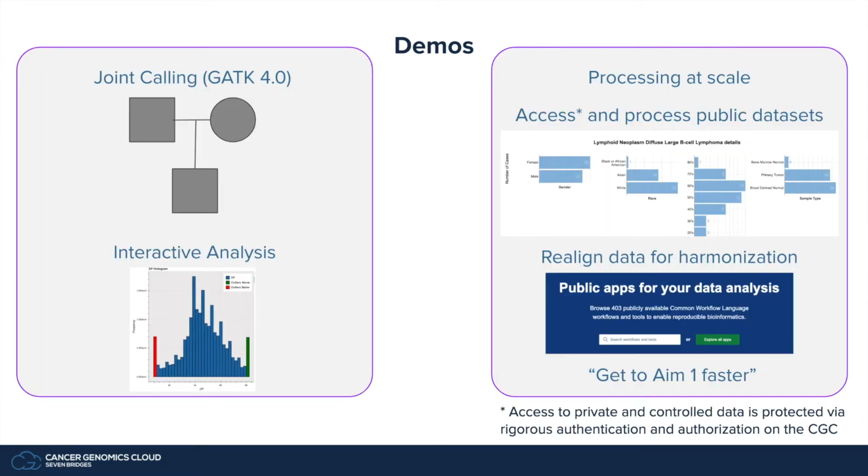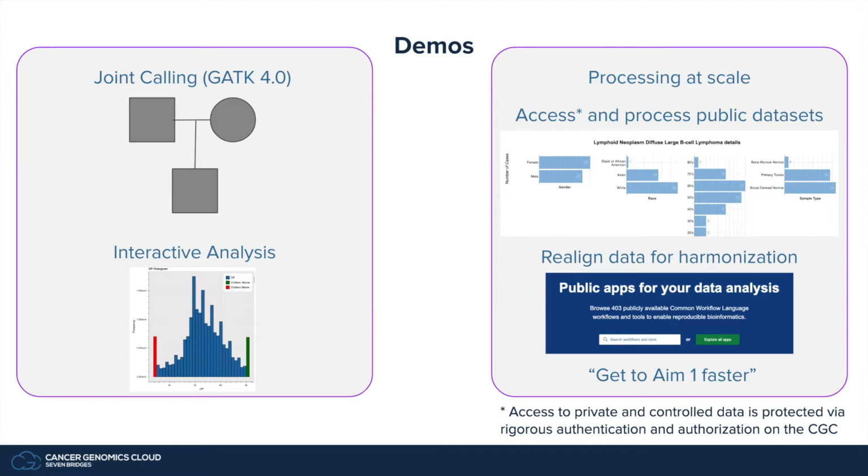The two demos I'm going to show are joint calling on an Ashkenazim trio, what that looks like on the CGC, and then how you would get to interactive analysis to be able to get deeper into it. Once that proof of concept is done, I want to show how you would do processing at scale. So you want to continue to do more joint calling, you're interested in lymphoma, how do you bring that in, how do you realign it, and how do you get the results?